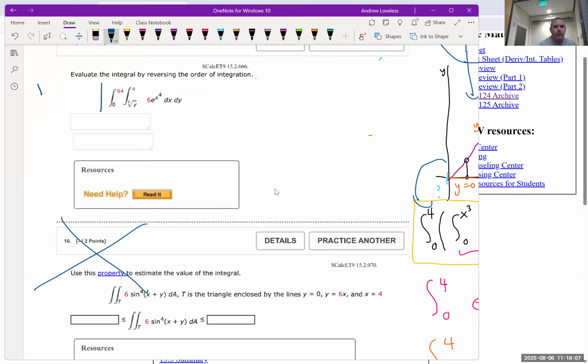So this is a 15.2 homework. So this question is about drawing this region.